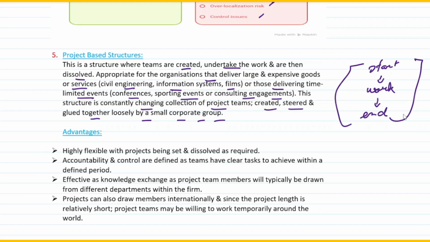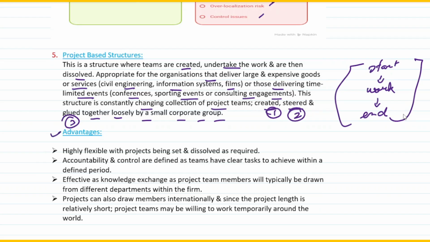So basically they are created, they are steered. Steered means they just carry on their work and they are glued together. That means they work in coordination with each other loosely, not very tightly but very loosely, as in till the project is there, so it's very loose in nature, and hence it is being managed by a very small corporate group. What are the various advantages of a project based structure?